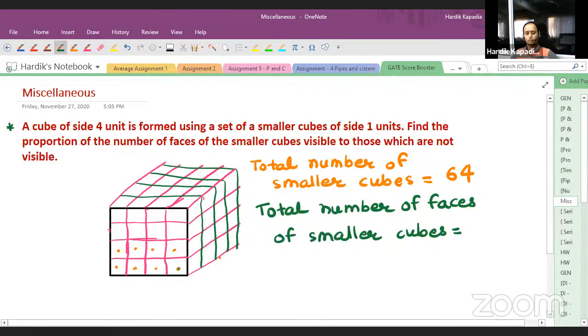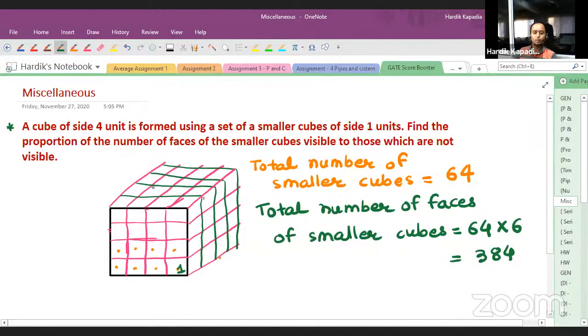So for this first cube, total number of faces are 6: 1, 2, 3, 4, 5, 6. So for total 64 cubes, it has to be 64 into 6. So it is 384 faces.